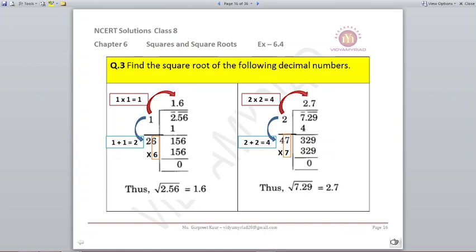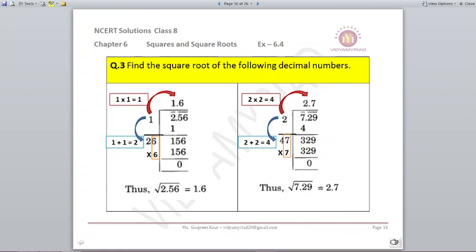Question number 3. Find the square roots of the following decimal numbers. Now same way what we have done in the earlier questions, we are going to apply the same method here. The only difference is you have to take care of the decimal. From the decimal you will move towards the left hand side, and from the decimal you need to move right hand side. So you need to put pairs or the line accordingly.